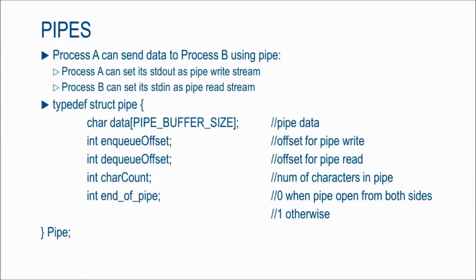Now to implement it, I have defined pipe as a separate device. So for that, pipe has a fixed size character array and three parameters: NQ offset, DQ offset, and character count, which makes sure that read and write to this array is done in a synchronized manner. And then there is a separate flag called end of pipe, which is set to 0 when the pipe is created and is set to 1 when one of the streams of the pipe is closed.